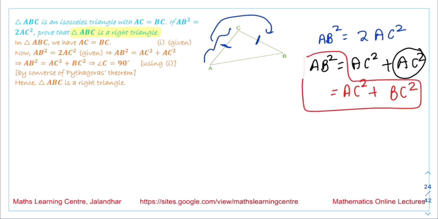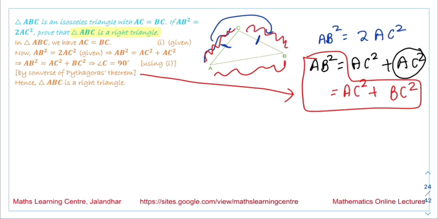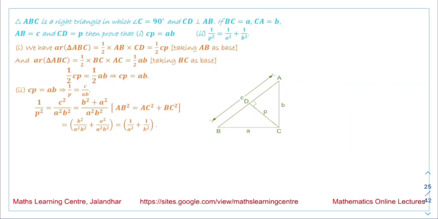And this is the Pythagoras theorem. So by the converse of Pythagoras theorem, AB square is equal to AC square plus BC square. It means this angle at C is 90 degrees. It means triangle ABC is a right angled triangle. Now next we have a triangle ABC, right angled at C. So this angle at C is given to be 90 degrees.